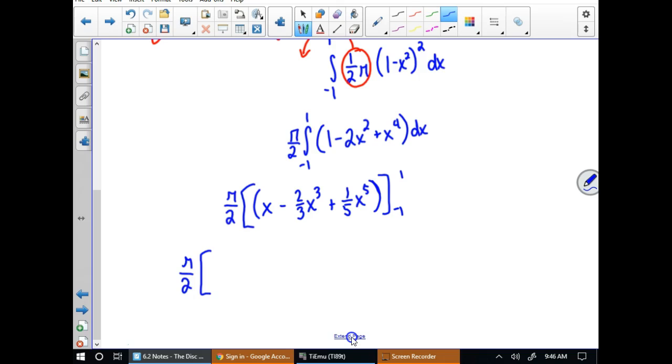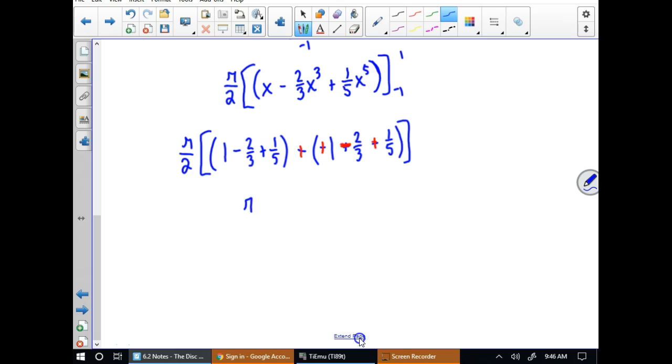I think I'll do this by hand. If it gets much worse than this on your homework, just use the calculator for it, but let's try this by hand. So 1 minus 2/3 plus 1/5, whenever we plug in our 1, minus, for -1, it's going to be plus 2/3 minus 1/5, because whenever you have -1 to the 3rd or to the 5th power, it's still negative. And so if we distribute this negative, that makes this positive, that makes this negative, and this positive. So we have pi over 2, we'll have 2 minus 4/3 plus 2/5.